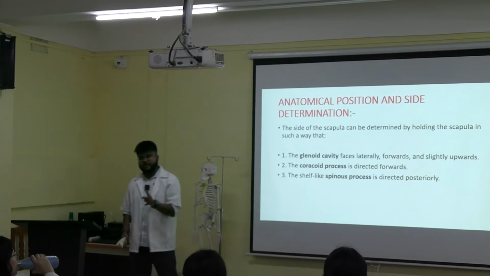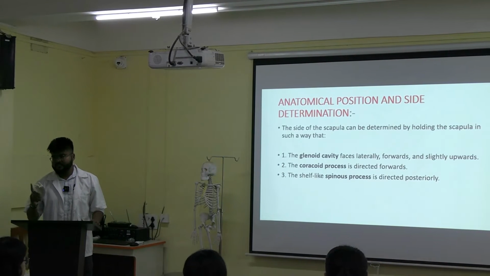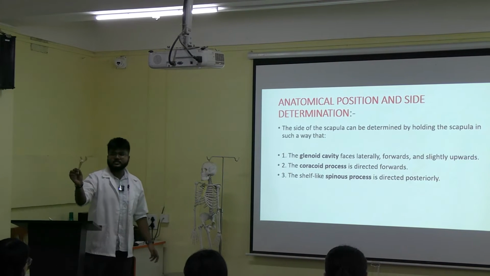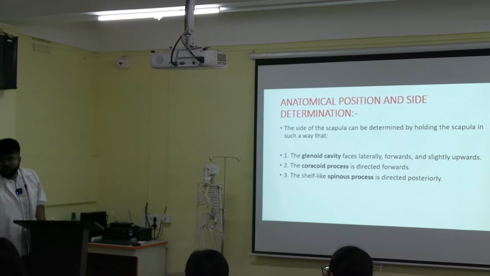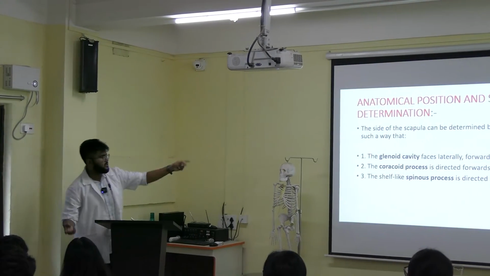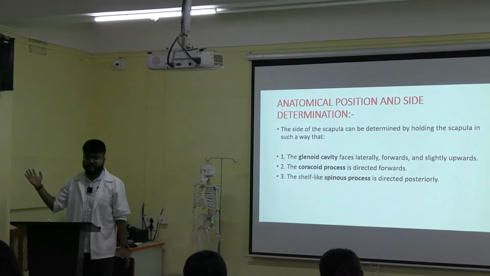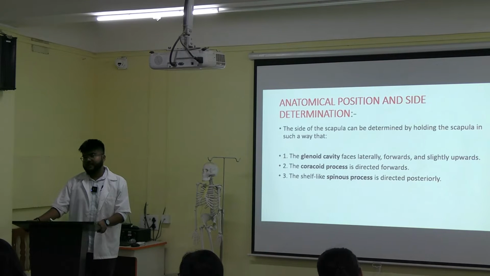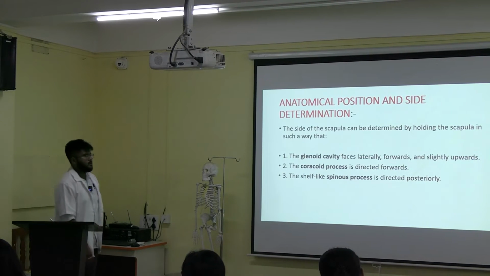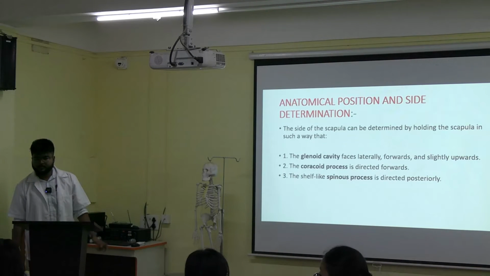Next, the anatomical position. There are three things mainly. First one is the glenoid cavity. Always remember, the glenoid cavity is located laterally. So, can anyone tell me whether this is a right-sided bone or a left-sided bone? First, see the three criteria. The glenoid cavity is present laterally, and the spine of the scapula is present posteriorly. Hold it in your left hand.